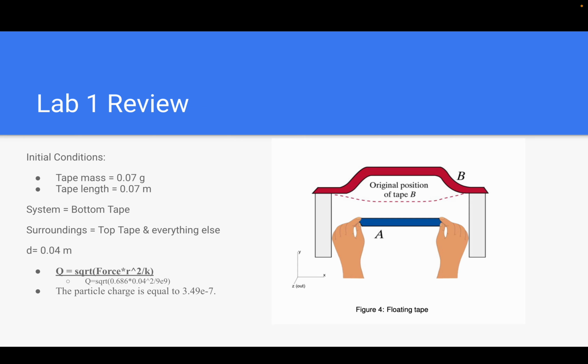So for a review of Lab 1, our system was the bottom tape, and the tape mass was 0.07 grams and 0.07 meters, and the surroundings was the top tape and everything else. So it is the opposite of what the diagram is showing, with our system, us lowering the top tape onto the bottom tape. And the distance we found to feel the electric force was 0.04 meters between the tape.